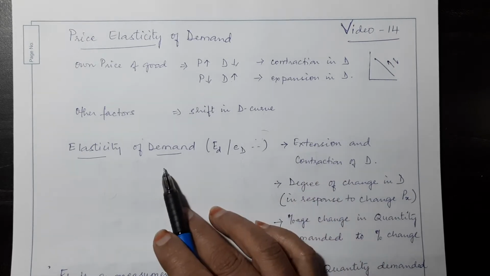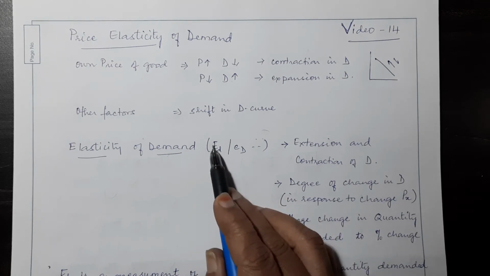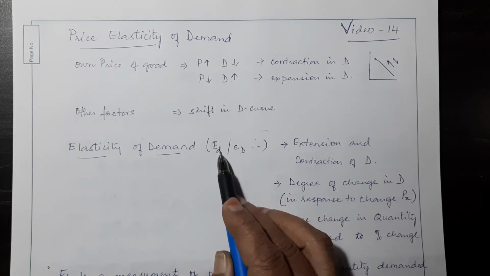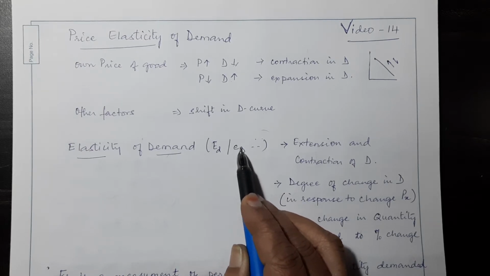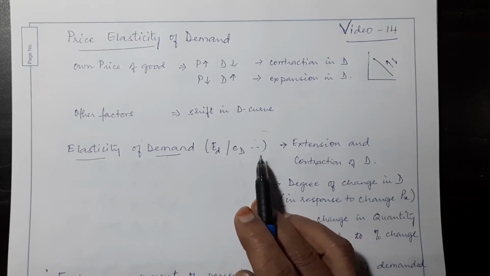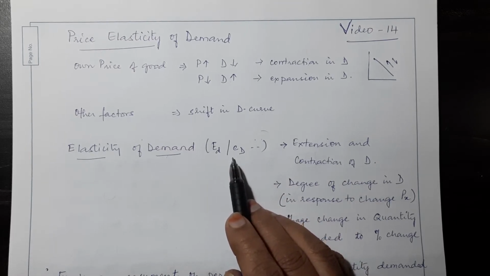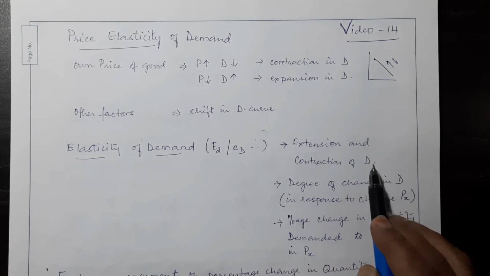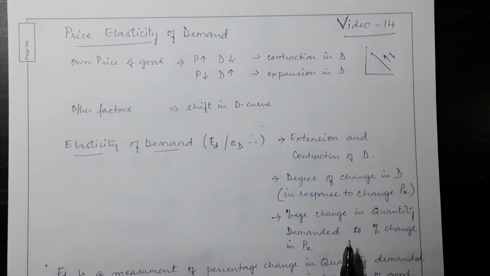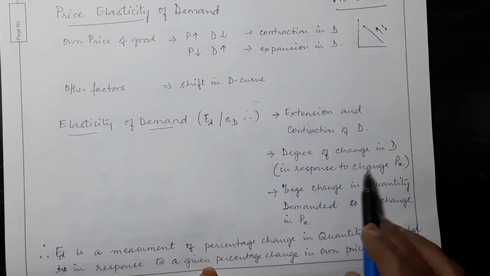But what does elasticity of demand say? Elasticity of demand, which is represented by capital E and small d in some books. They also write small d, small e and capital D. So there are various ways of writing this, but still it means elasticity of demand. It talks about extension and contraction of demand. It also talks about the degree of change in demand in response to change in price.